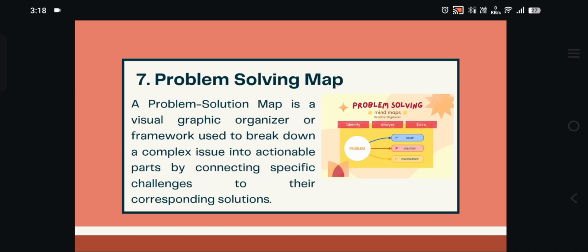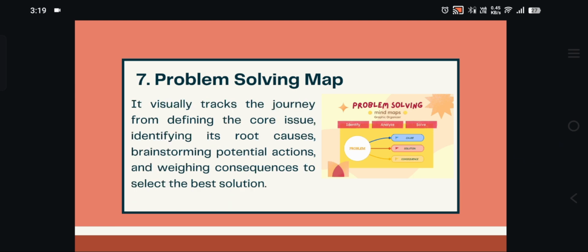The seventh one, we have the problem-solving map. A problem-solution map or problem-solving map is a visual graphic organizer or framework used to break down a complex issue into actionable parts by connecting specific challenges to their corresponding solutions. It visually tracks the journey from defining the core issue, identifying its root causes, brainstorming potential actions, and weighing consequences to select the best solution.